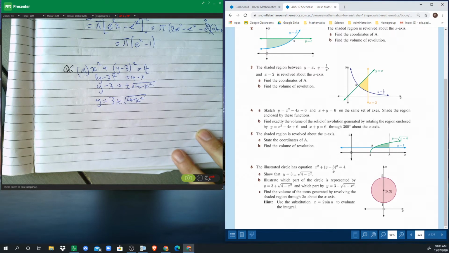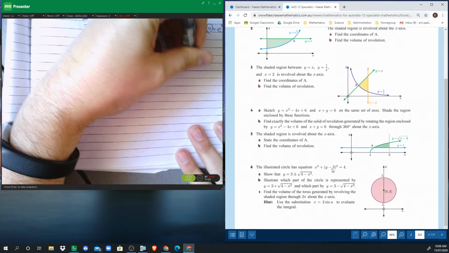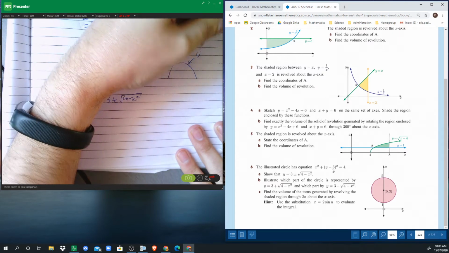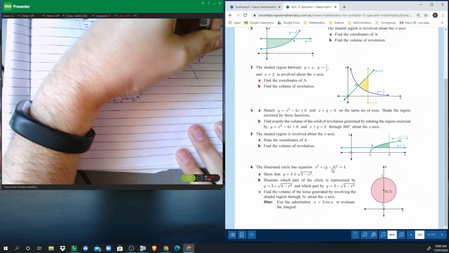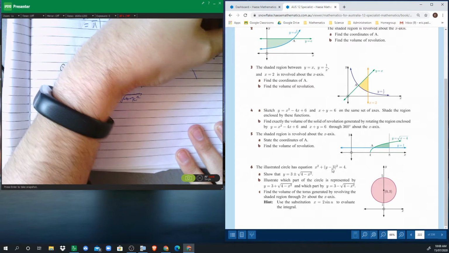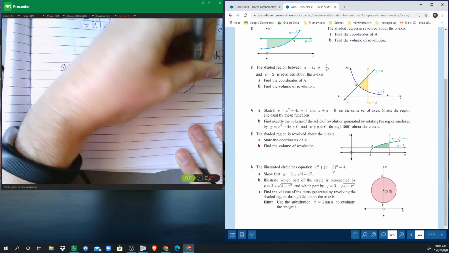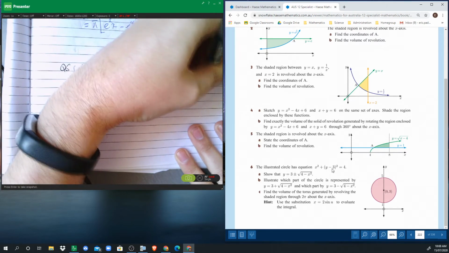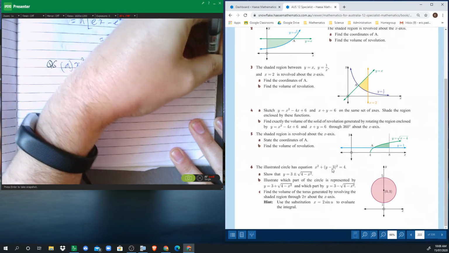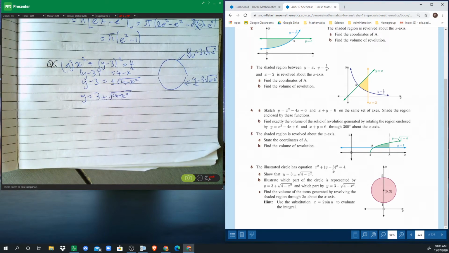Illustrate what part of the circle is represented by that. Okay, so basically, this is your y upper equals 3 plus root 4 minus x squared. And this part is the lower.